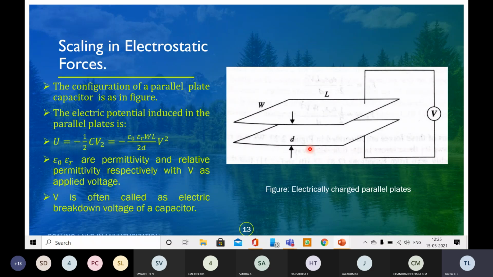We'll go for the next heading, that is electrostatic forces. Shall we go for the next slide? Yes, ma'am. Okay.